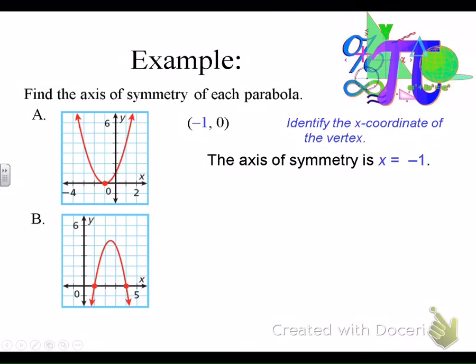Okay, now this one's a little bit more complicated because it's halfway between, so it looks like. So we don't know exactly what it is. I'm going to find the distance between these two points, 1, 2, 3, and I divide it by 2, cut it in half. So 3 divided by 2 is 1.5, so x equals 1.5 would be the line that would create the axis of symmetry.